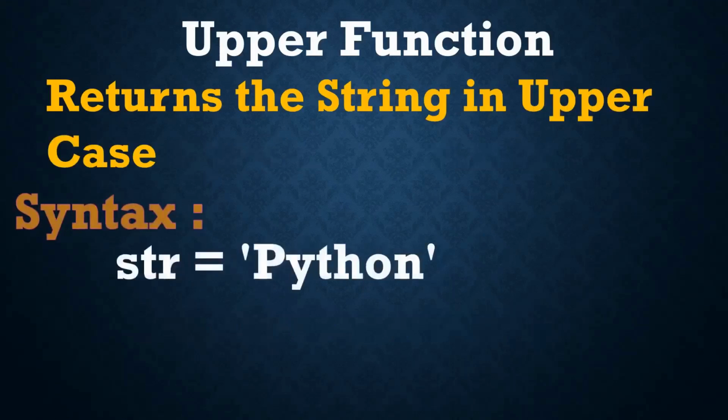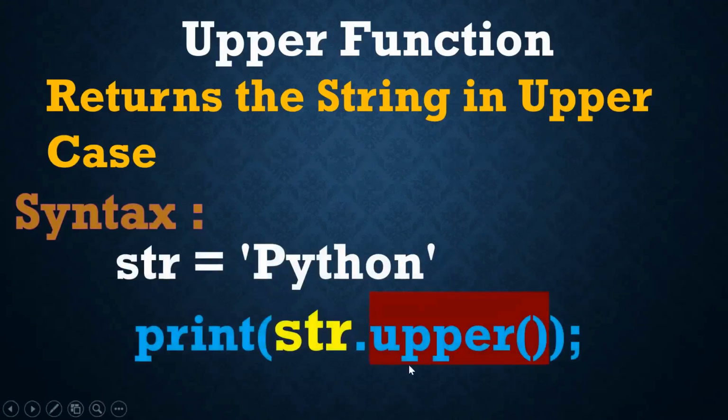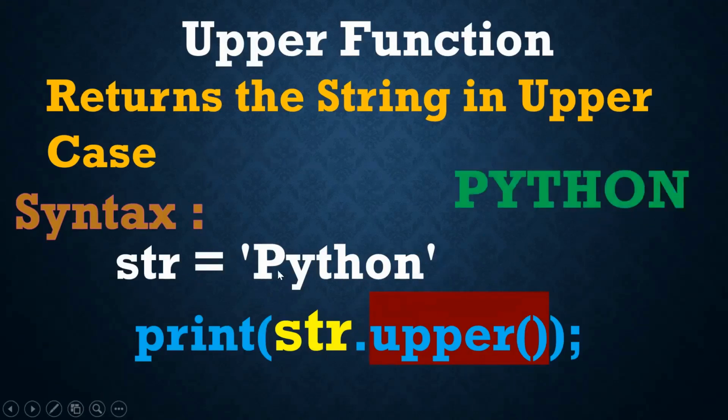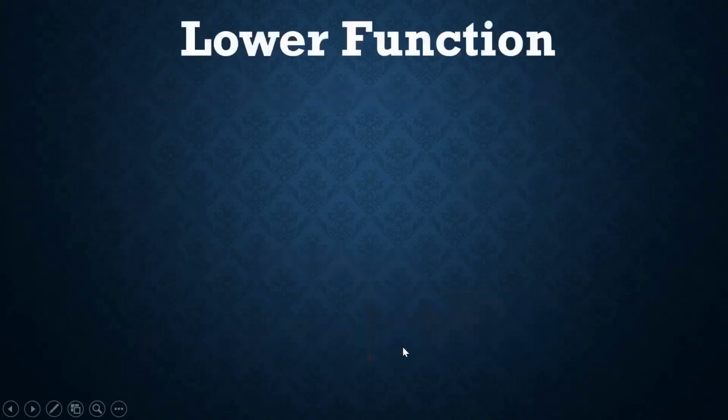Now upper function, what will it do? It will return the string in uppercase. Okay, now suppose this is my string, and I want to convert this into uppercase. How can I do it? I put print, str dot upper function. This string we are trying to convert into uppercase. Okay, so this is my string. By using print, which is nothing but to see the result on the console, and by using str dot upper function, we are able to get the same thing.